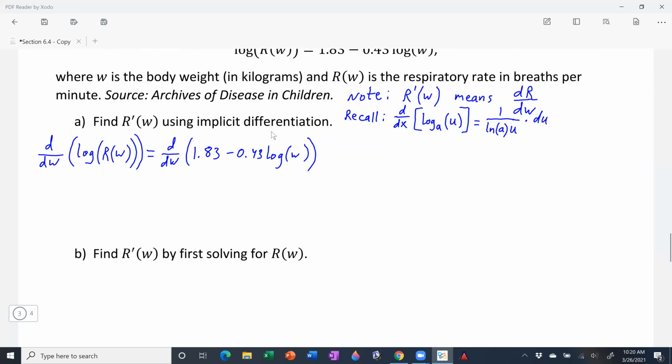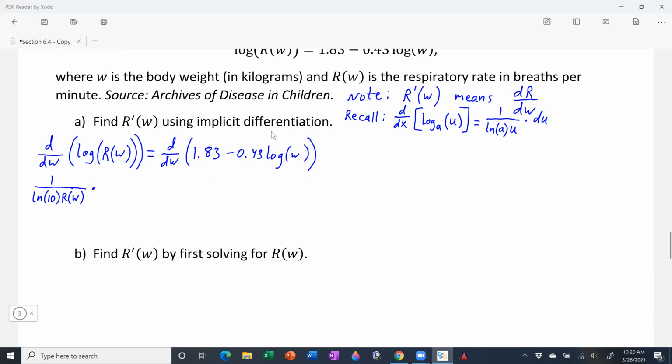Okay, so let's go through and take the derivative. So the derivative with respect to W of log of R of W. This is where we immediately need it, since we're doing the derivative of log base 10, right? The common log has a base 10 there. And so it's going to be 1 over the natural log of 10. And then it's the u, which is just the full R of W function. So that R of W function is down there.